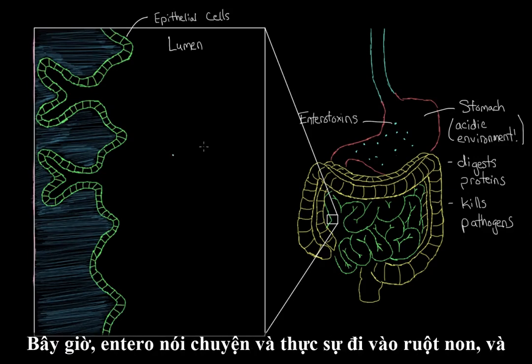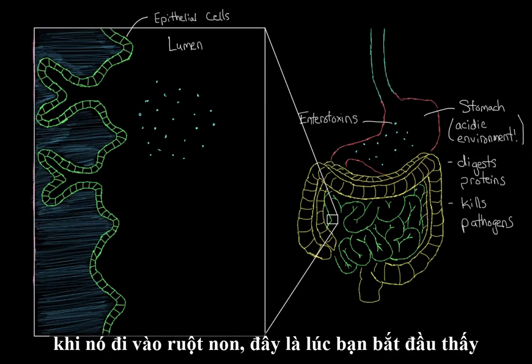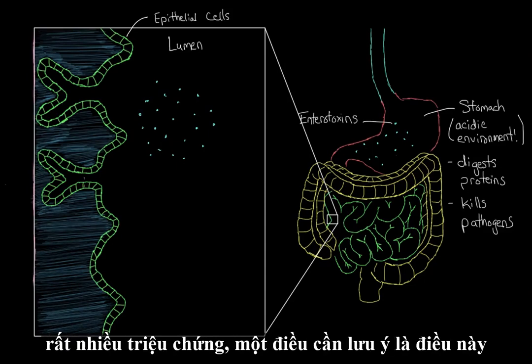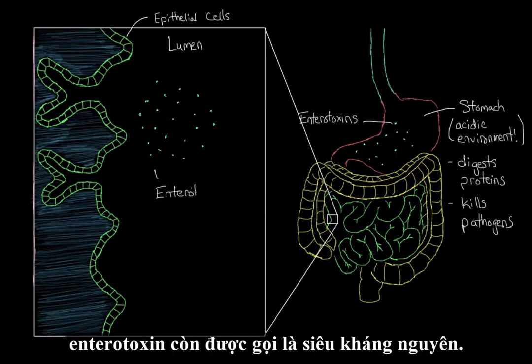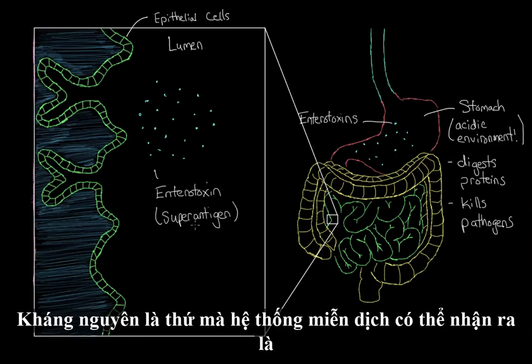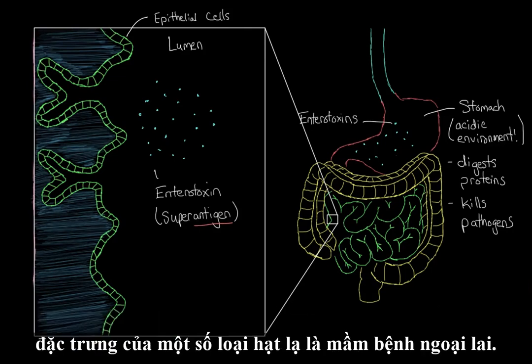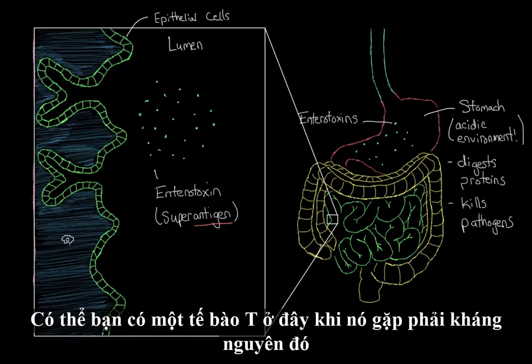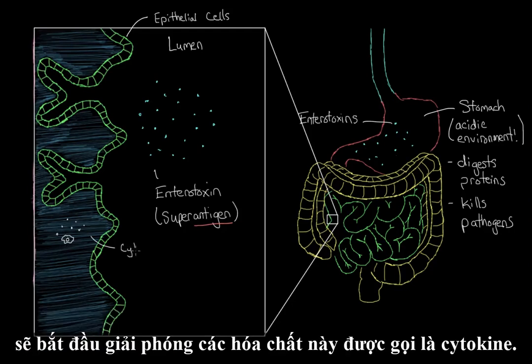Now the enterotoxin actually enters the small intestine. And when it enters the small intestine, this is when you start to see a lot of the symptoms. So the one thing to keep in mind is that this enterotoxin is also referred to as a superantigen. An antigen is something that the immune system may recognize as characteristic of some kind of foreign particle or foreign pathogen. Maybe you have a T cell over here. When it encounters that antigen, it will start to release these chemicals called cytokines.